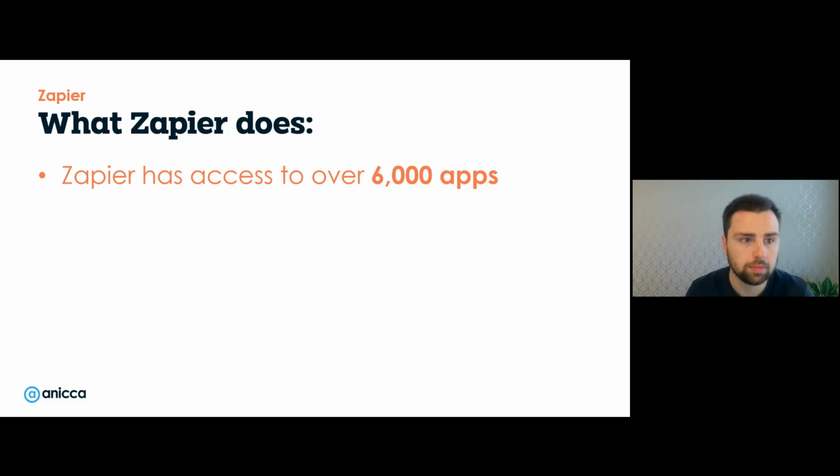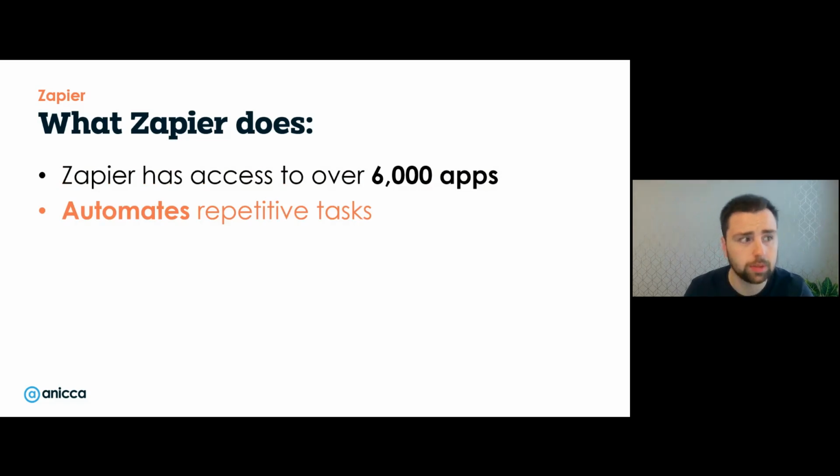Obviously there are other automation tools out there. I started using Zapier, I love Zapier, and didn't look elsewhere. But I've found, because it has access to so many different apps, that it tends to do everything I need it to do. So I've not looked elsewhere. As I say, it can automate repetitive tasks.